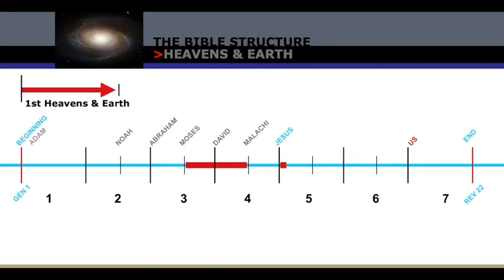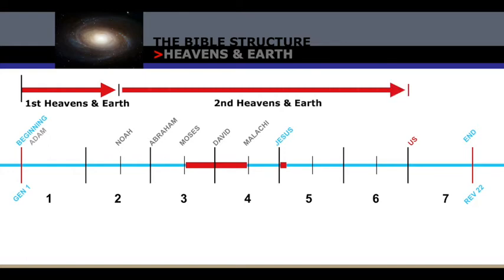So the first heavens and first earth was destroyed by water. We now come to the second heavens and the second earth, which is recorded from Noah up to where we are at the moment. And we look forward to a new heavens and a new earth, which is the millennium, or the time when Jesus rules on the earth.